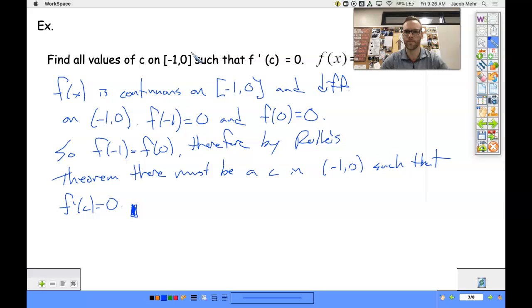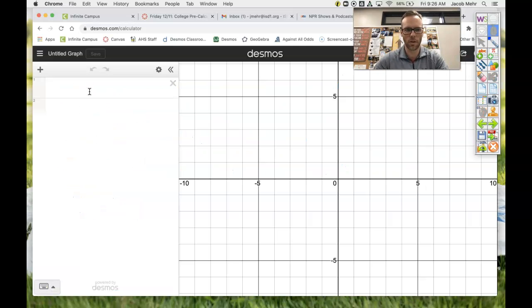All right. Okay. I want to graph this one just to make sure that we're getting the full visual on these type of problems.